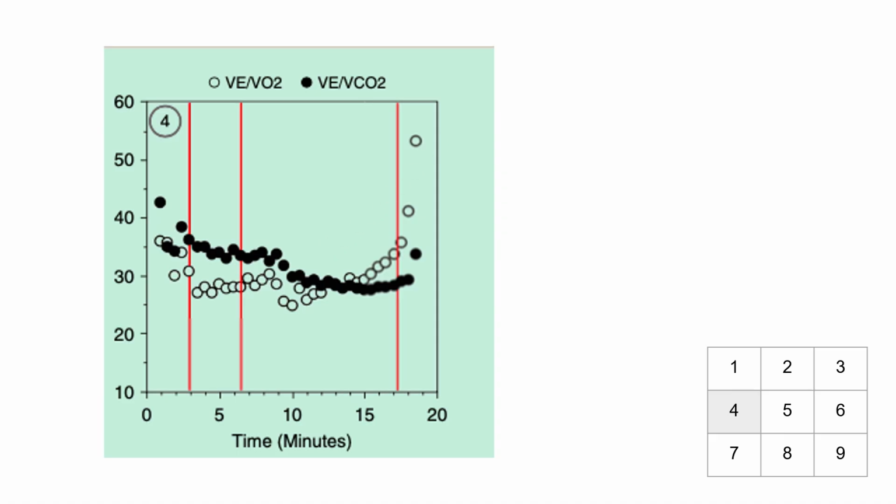And this initial decrease reflects improved ventilatory efficiency for 2 reasons. One, there's a reduction in the effective dead space because there's an increase in tidal volume, and two, there's a reduction of high V/Q regions in the lungs because there's recruitment of pulmonary capillaries that were underperfused at rest.